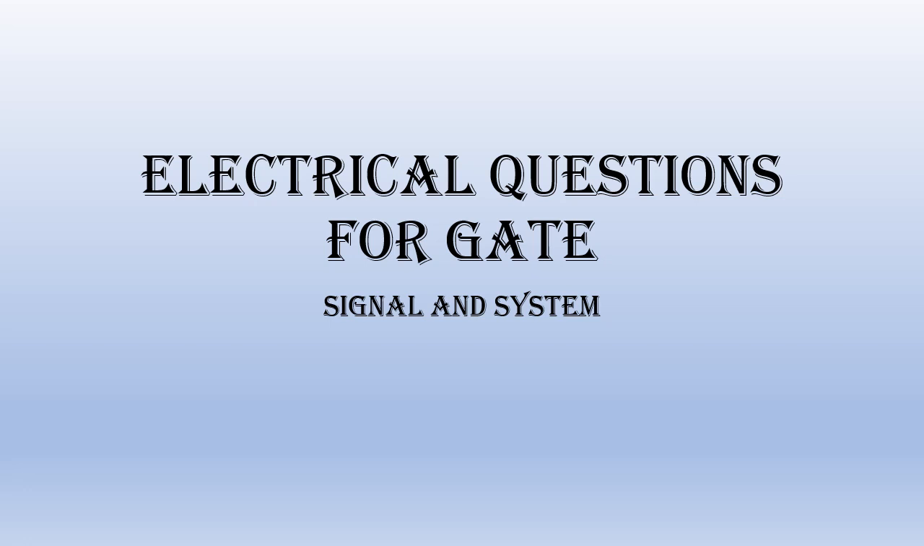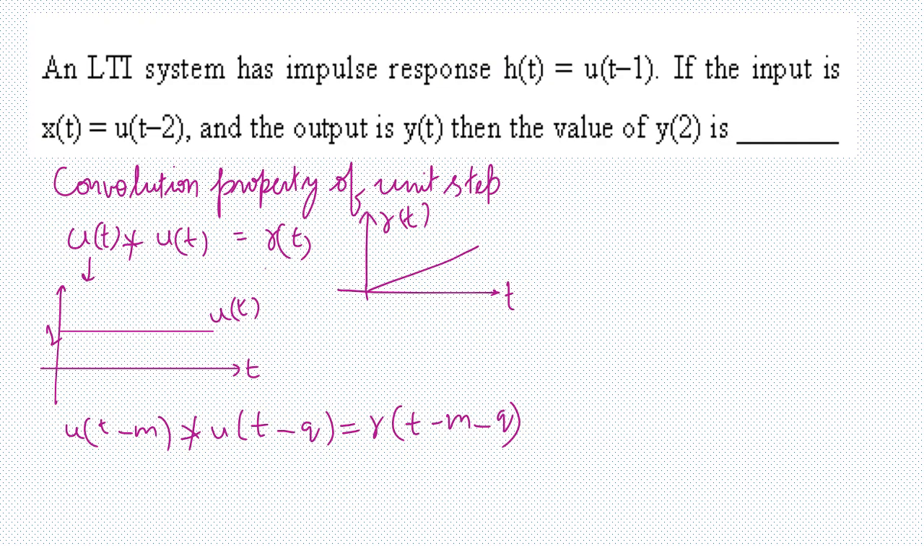Perfect. Today we'll be solving a question related to convolution. And here is the question. An LTI system has impulse response h of t equals u of t minus 1. If the input is x of t equals u of t minus 2 and the output is y of t, then the value of y of 2 is?